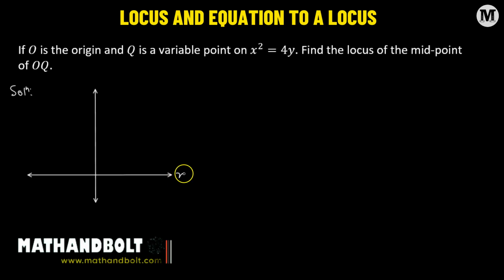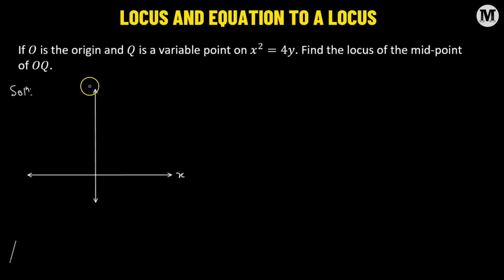So here we have the coordinate axes, the x-axis and the y-axis. They're meeting at the origin O with coordinates (0, 0). Now we are given an equation, x squared equals 4y. Actually, it's the equation of a parabola, and this parabola has its vertex at the origin and it's an upward facing parabola. So this is the parabola x squared equals 4y.